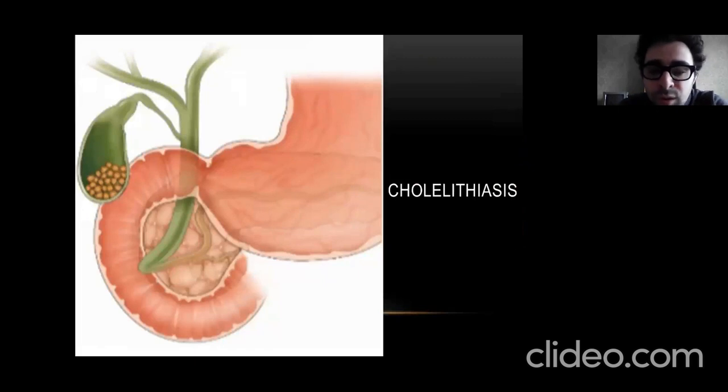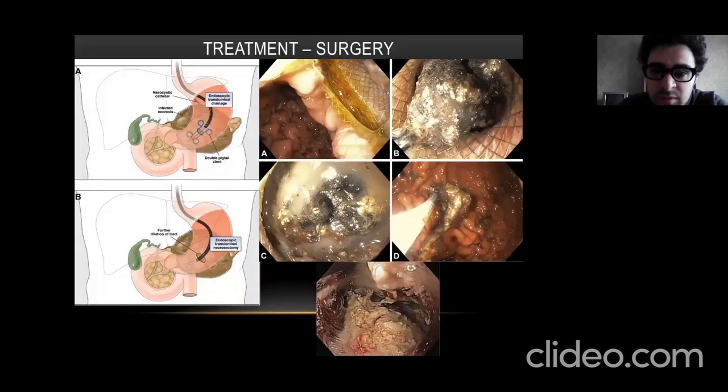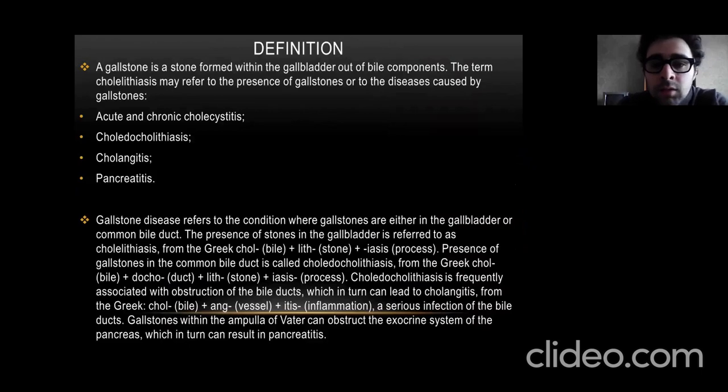Next disease, cholelithiasis, gallstones. What is a gallstone? This is a stone that is formed within the gallbladder out of bile components. There are three big types of stones: cholesterol stones, pigment stones, and mixed stones. Cholesterol stones are white and very, very solid. Pigment stones are small and have the color of bile pigments, black, brown. They are softer, and then mixed.